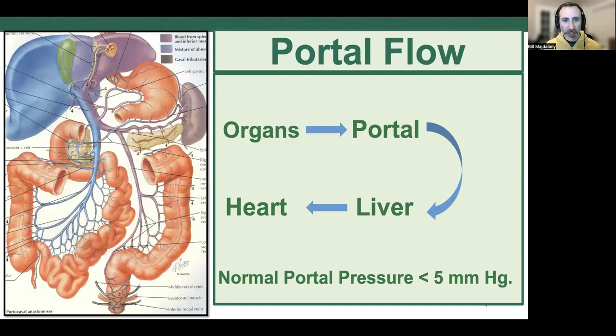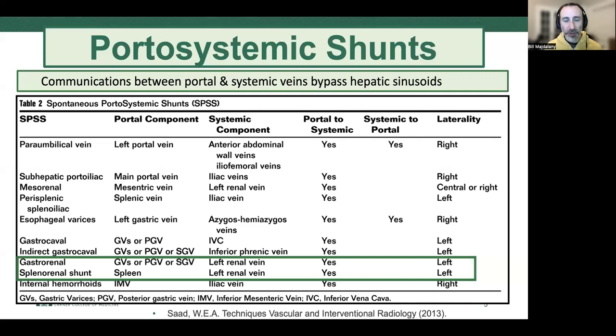The portal system in general is the main return of all of the subdiaphragmatic organs, with blood ultimately going to the heart. When the organs flow into the portal system, it collects this blood and returns it in a low pressure manner to the liver. If the pressures are elevated, portosystemic shunts may develop, and these are communications between the portal and systemic veins that bypass hepatic sinusoids or other areas that may reflect increased pressure within this low pressure system.